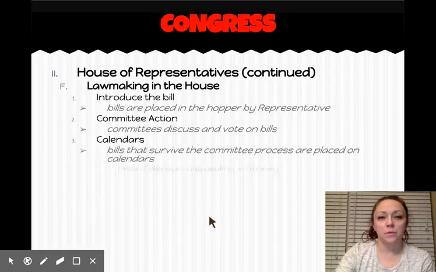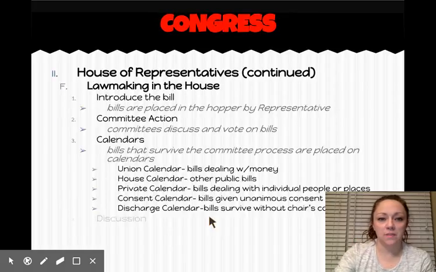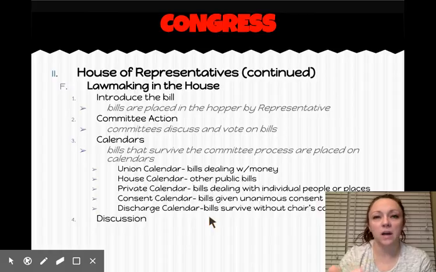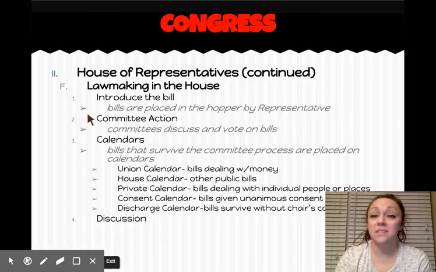Moving on then to lawmaking in the House of Representatives. The lawmaking in Senate follows kind of the same process. However, a difference here is with the first step, the introduction of the bill. Bills are placed in the hopper by a representative. In the Senate, all you have to do is just introduce your bill to the leader. Not the case here in the House. Bills are placed into a hopper by a representative, which is this large wooden box. And I'll show you that in just a minute.